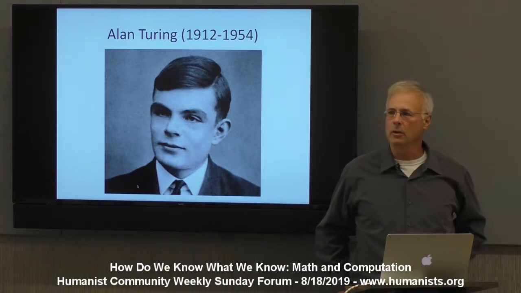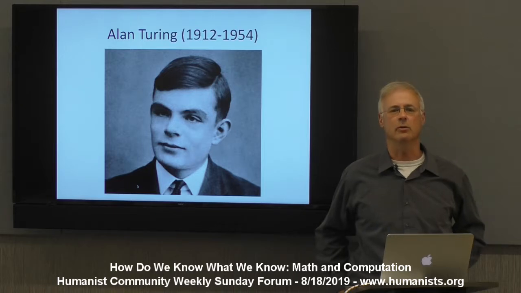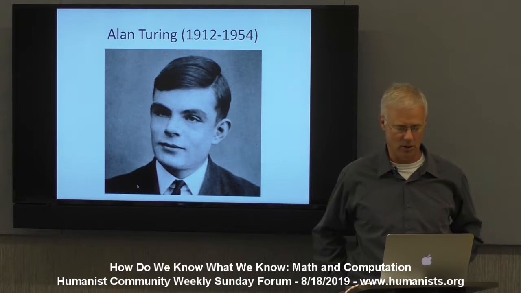But Alan Turing was a homosexual, and he was a homosexual at a time when that was not looked kindly upon. In 1952, he was convicted of gross indecency, which was a crime. And he was sentenced to forced chemical castration. And 2 years later, he committed suicide at age 41.